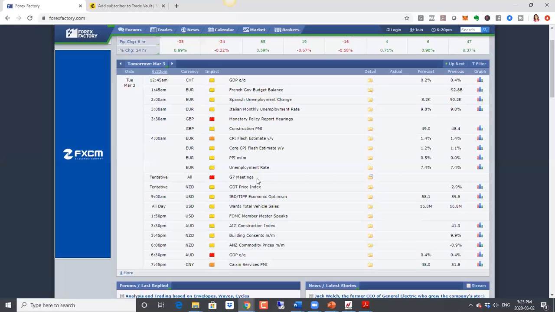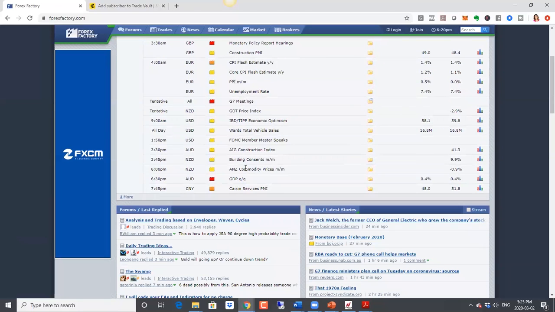So if they talk about supporting the markets, which means having a monetary policy that is more loose, that would be negative for the currencies. And then we have US dollar data, nothing too important here. And then GDP numbers out of Australia. And if we see a decline already for the quarter, then this will be negative for Australian dollar.